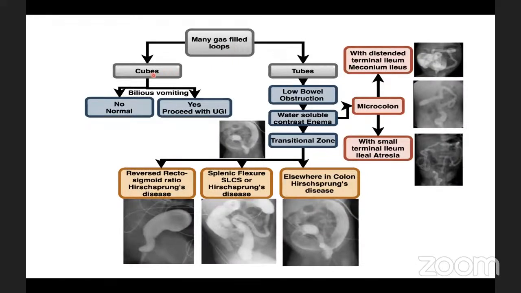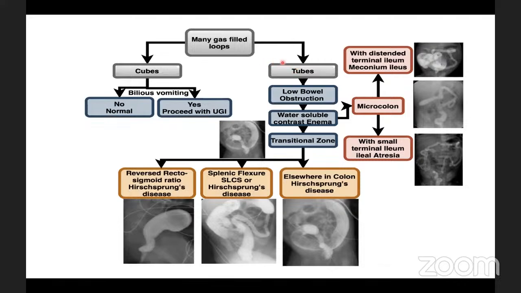So if the X-ray is having cubes and the history is suggesting that there is no bilious vomiting, then it may be normal or maybe underlying sepsis or some functional defect like maybe electrolyte imbalance. However, if they find the pattern on abdominal X-ray with the cubes and the baby is symptomatic with bilious vomiting, it is always better to proceed with the upper GI investigation.